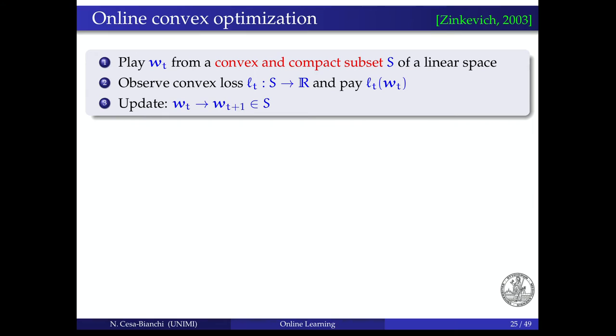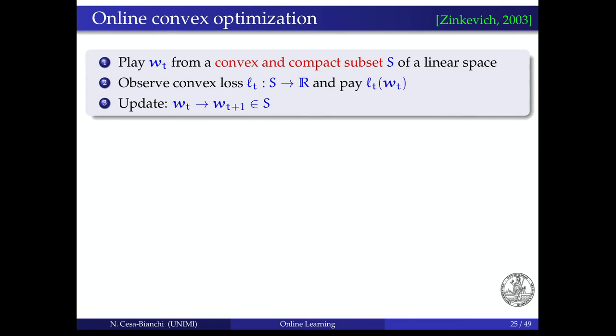And this is where we are going to pick our predictions. So our predictions will be points from some given subset of a linear space. In the simplest case, you can think of them as vectors of coefficients for some prediction model in a real practical machine learning problem. And the game is similar to the experts game in the sense that after we pick our prediction, which is not a probability distribution anymore but a point in a more general space, we will observe some loss. The main difference here is that unlike the experts problem, where we could write the loss as a linear loss in terms of the point we pick from the simplex, here we're going to have a generic convex loss that is going to score our predictions, our w_t predictions.